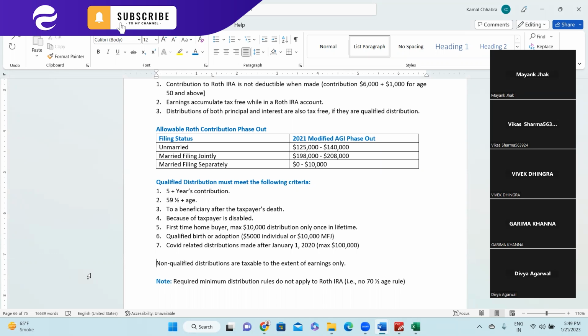Yes. So not a good status to live in. It's better to get married and file a joint return.